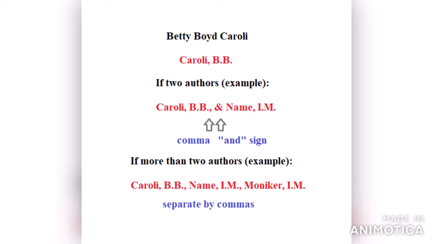If there are 2 authors that are listed, you would follow the same format for each name, but they would be separated by a comma and an ampersand, also known as the and sign. For 3 or more authors, you would list all of the authors' last names and initials with a comma between each and a period after the last author's name.